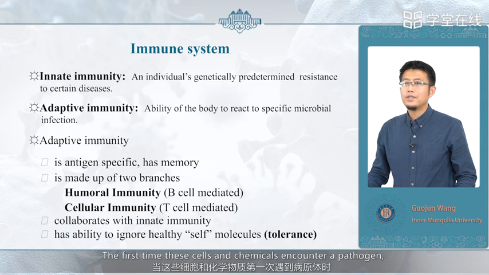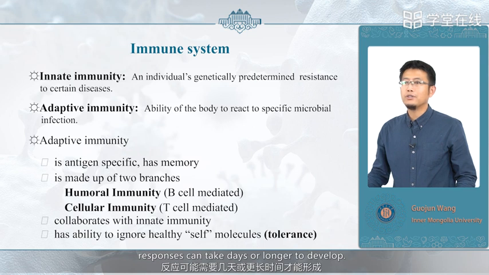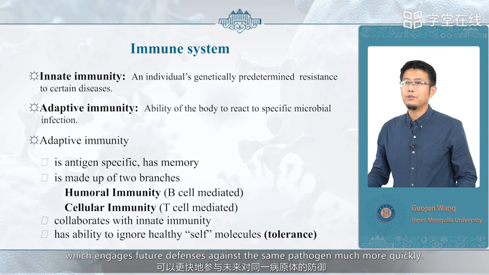The first time these cells and chemicals encounter a pathogen, the response can take days or longer to develop. However, the adaptive immune system also has a memory component, which engages future defenses against the same pathogen much more quickly.